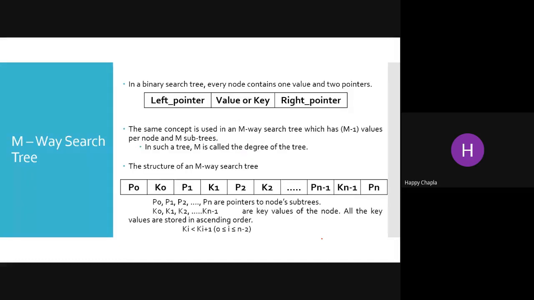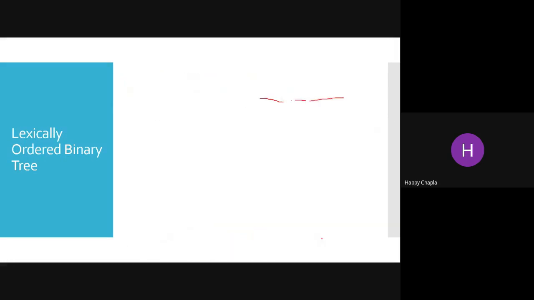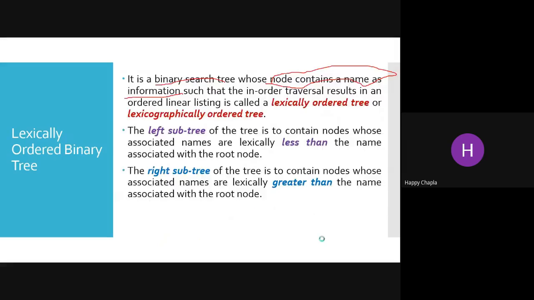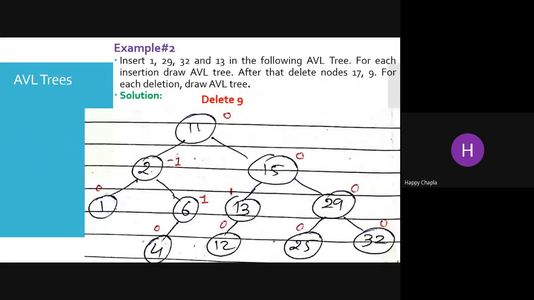Now the next tree is the M-way search tree. What is this M-way search tree, and why are we moving towards this? This is the multi-way search tree. You can see in this example, let me show you this one. Level 0, 1, 2, and 3.